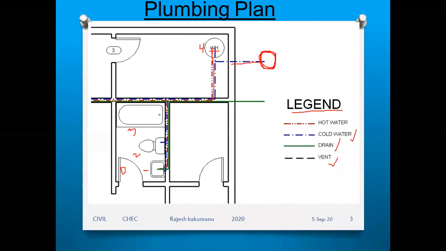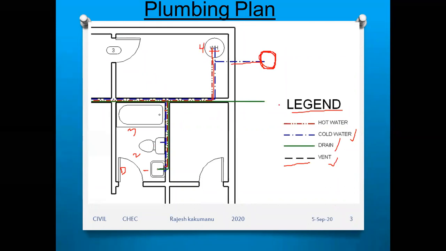See the green color portion: you have a drain pipe passing from this wash basin to the outside atmosphere. Next, the vent pipe. See the vent pipe. The vent pipe is at this point from the toilet seat. The vent pipe is passing to the other areas.